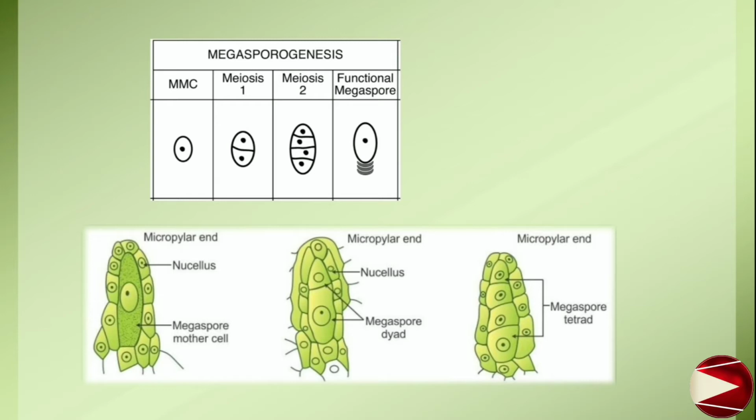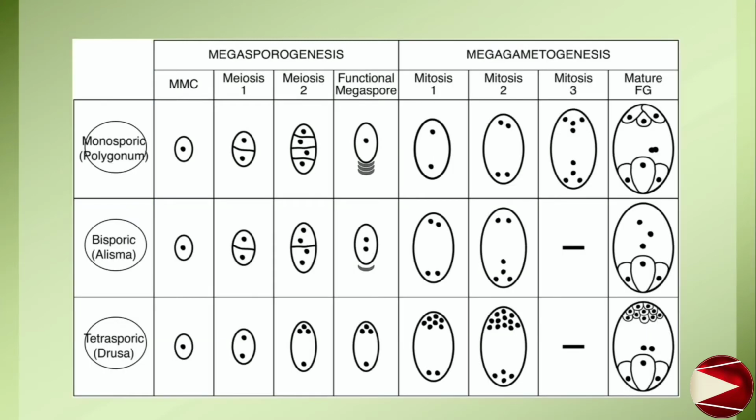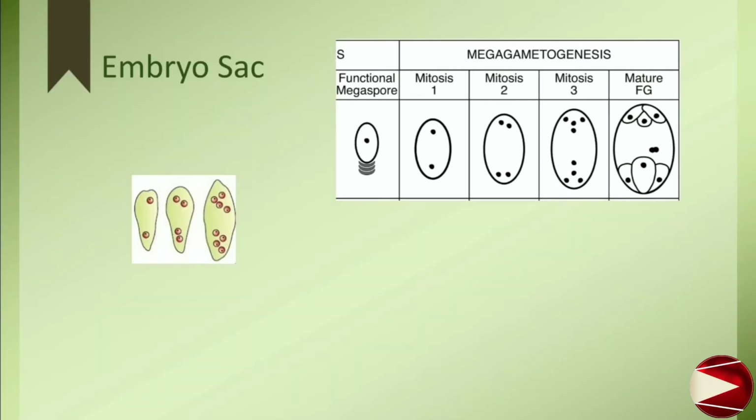That's why this kind of development is called monosporic development. Likewise, there are bisporic and tetrasporic development too. But in 12th standard, we will be focusing only on monosporic development. Now this megaspore will develop into the embryo sac. First, the nucleus of the functional megaspore divides mitotically to form 2 nuclei. Then each nucleus moves towards opposite poles.